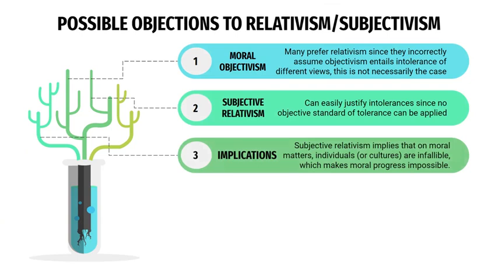The other implication is that subjective relativism implies that on moral matters, individuals or cultures are infallible, which means that they can't be wrong. So if we're going back to the murder example, if I think murder is wrong and somebody else thinks that it's right, that's it, right? Neither of us can be wrong.